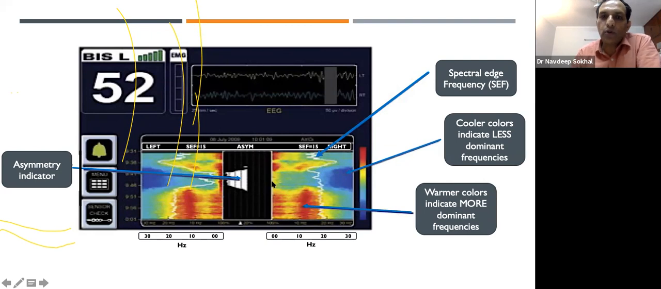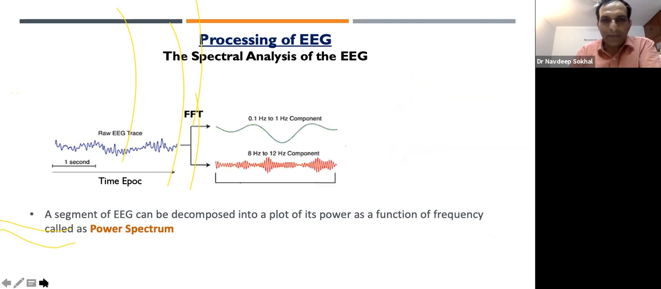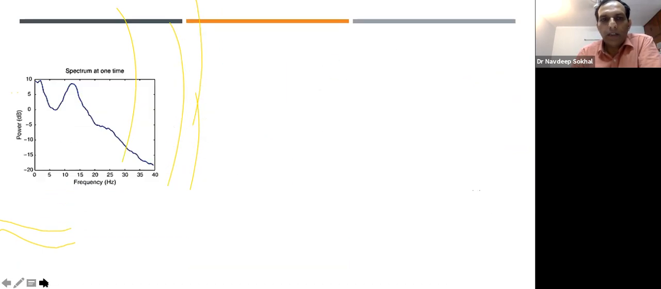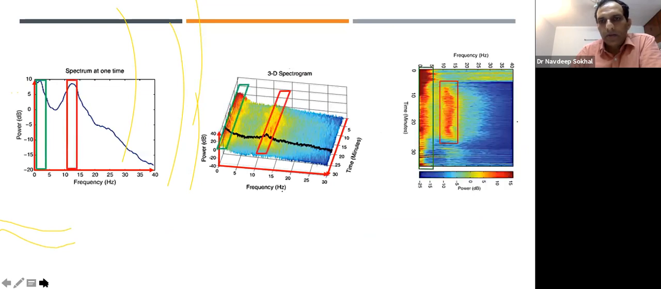And any difference between the right and left side is shown by this asymmetry here. So these are the various things which can be derived from this monitor. Okay. I think I have done something by mistake. Anyway. So we have understood these.